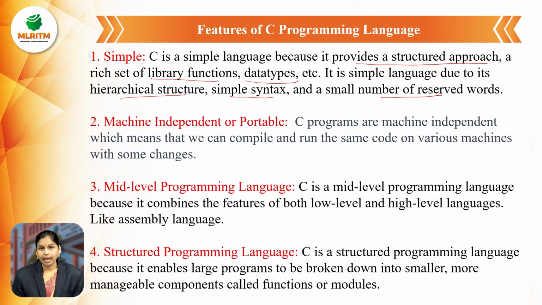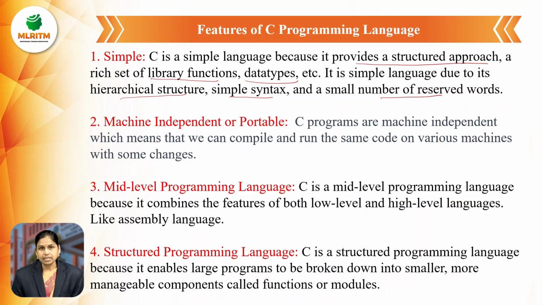Next, C is called a middle level programming language. Why is C called a middle level programming language? It supports both the features of low level language as well as high level language. The low level programming language concepts and high level programming language features are both supported by the C programming language. That's why it is called a middle level programming language.